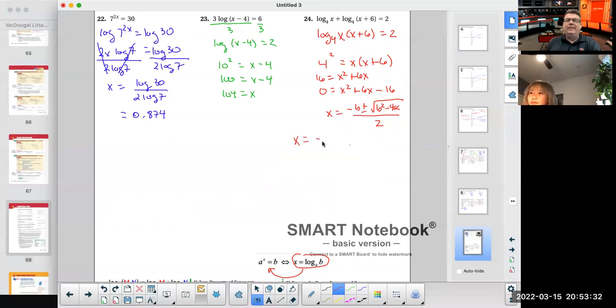So negative b is negative 6 plus or minus the square root of b squared, 36, minus 4 times a, which is 1, times c, which is negative 16, all over 2 times 1, right?